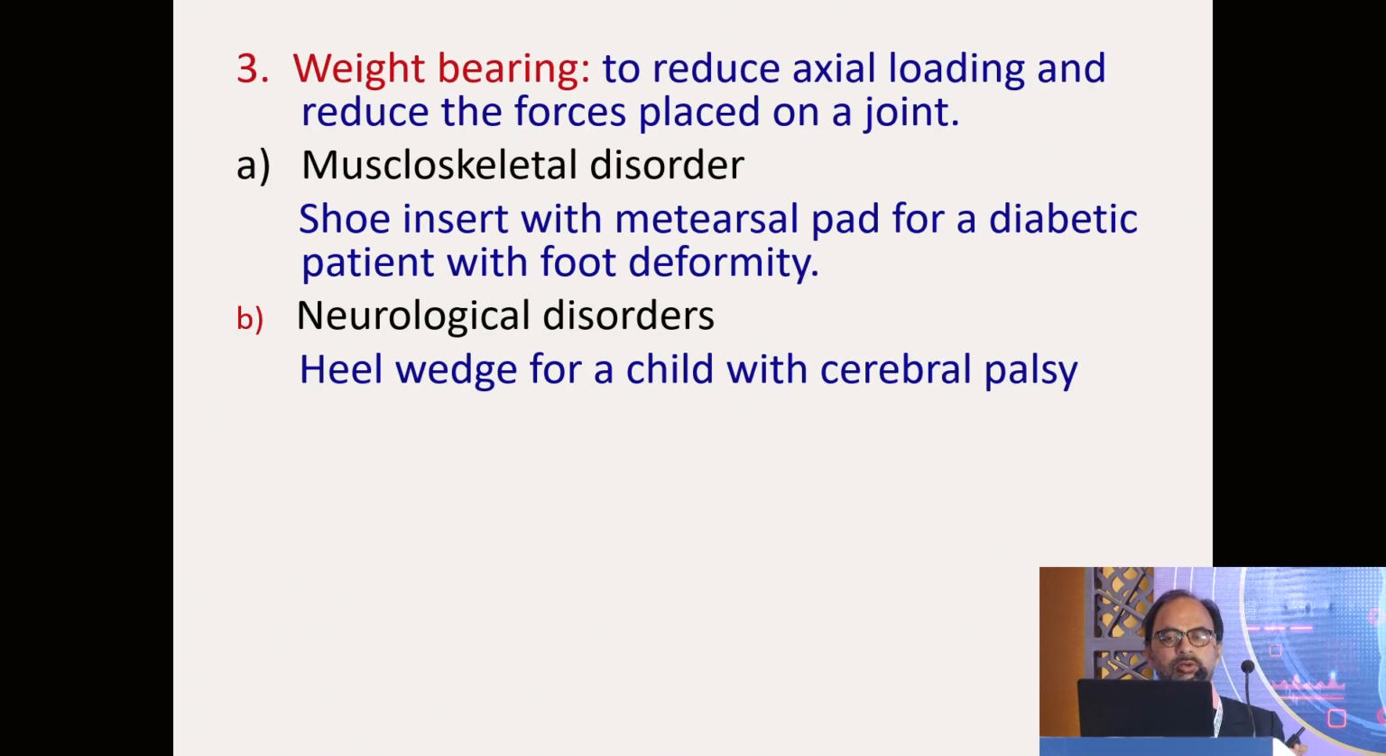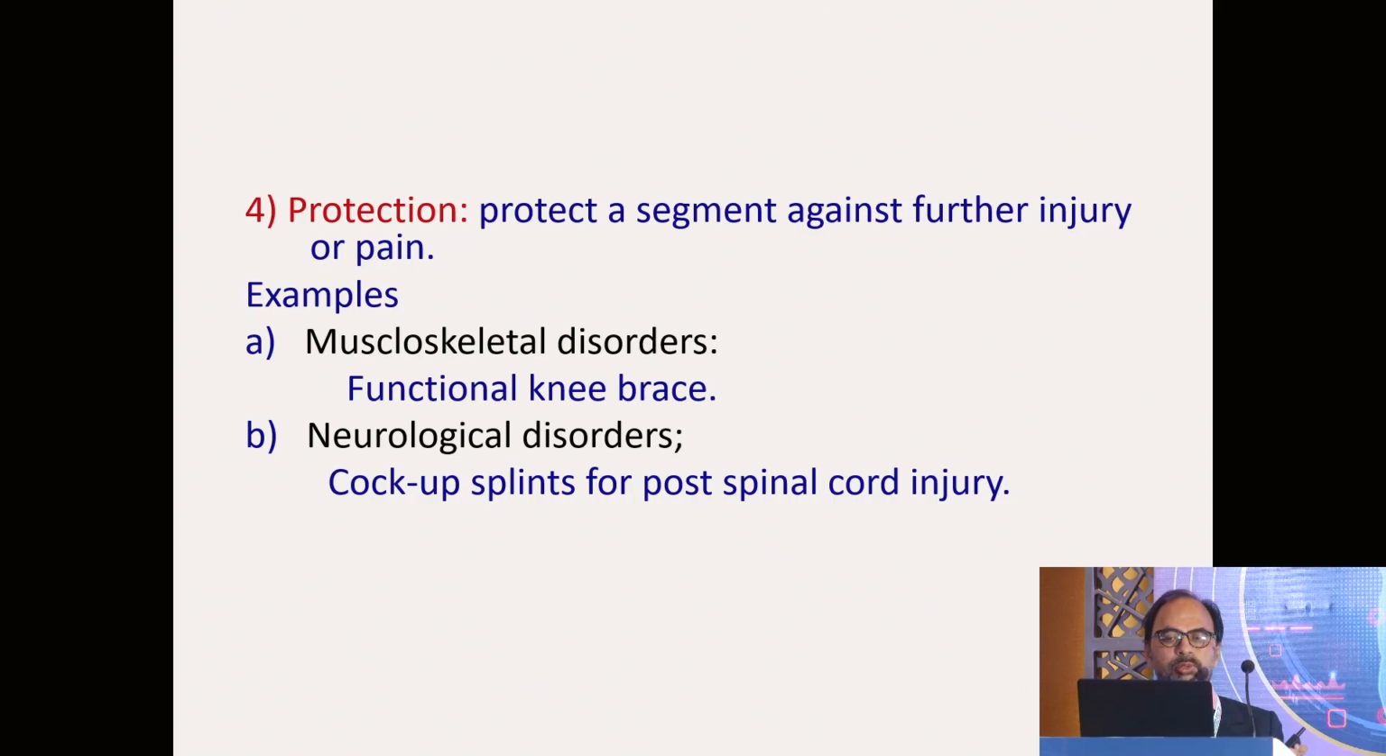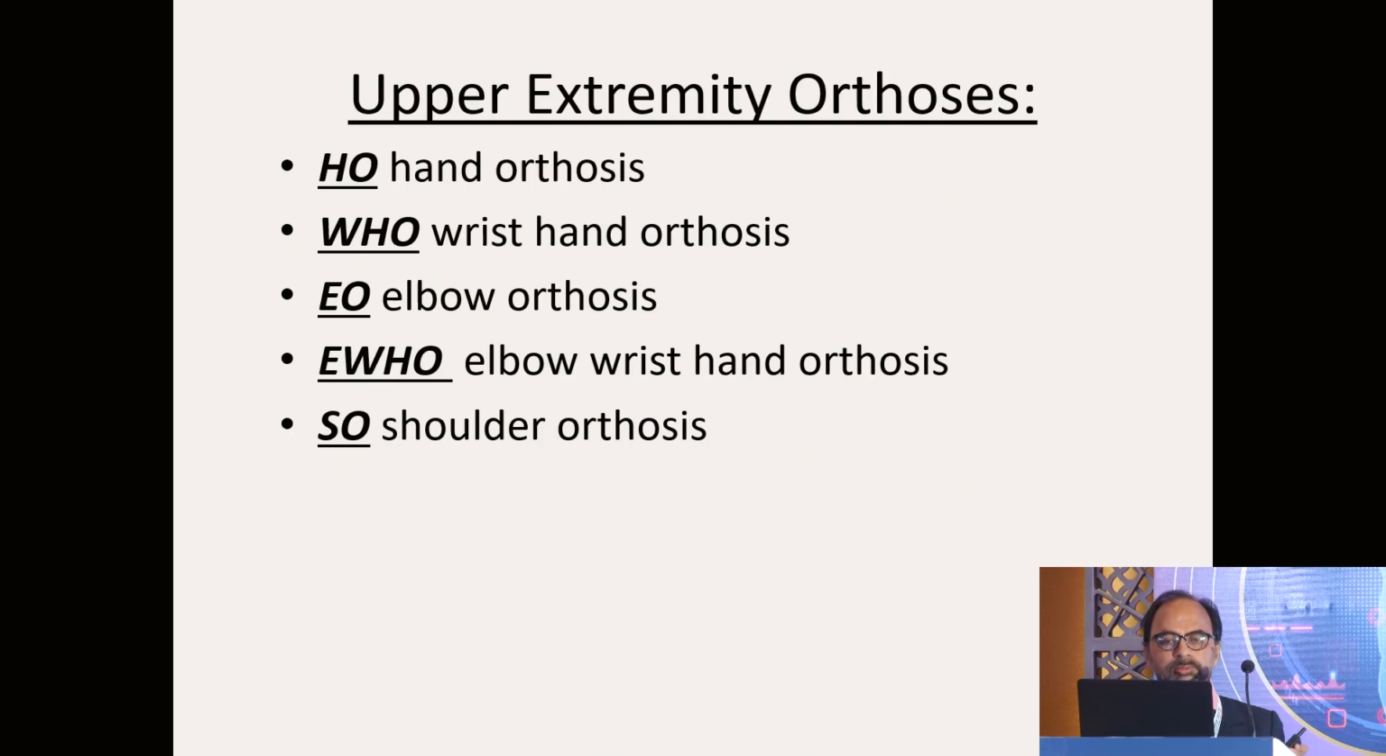And weight bearing, to reduce axial loading and reduce the forces placed on a joint. Musculoskeletal disorder, like a shoe insert with metatarsal pad, and neurological disorder, like a heel wedge for a child with cerebral palsy. Protection: protective support against further injury or pain. In musculoskeletal disorders, a functional knee brace. For neurological disorder, like a cock-up splint for post-spinal cord injury.